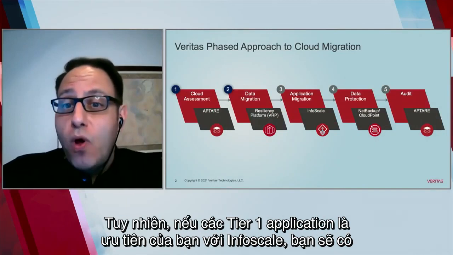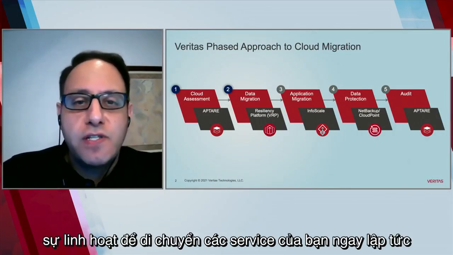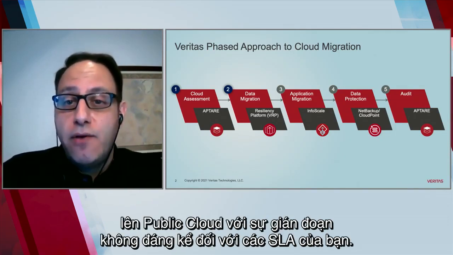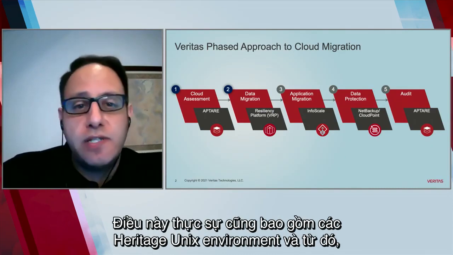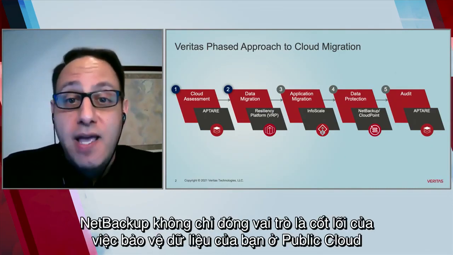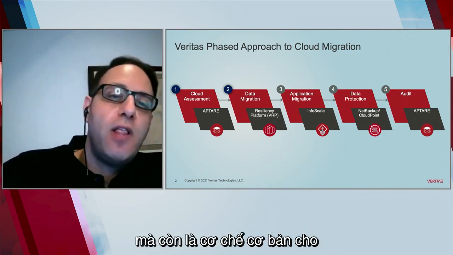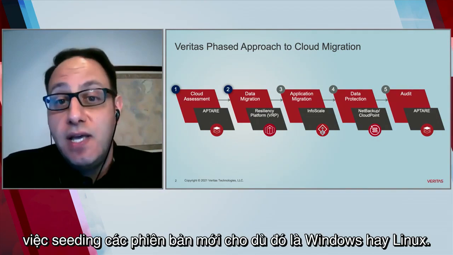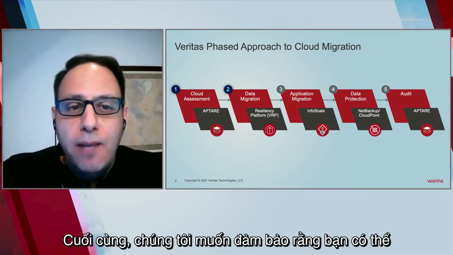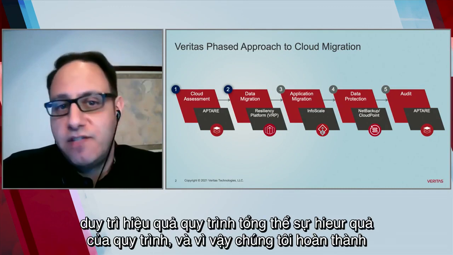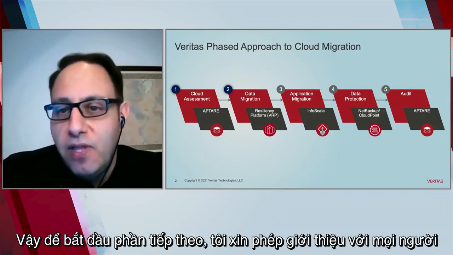If, however, Tier 1 applications are your priority, with InfoScale, you will have the flexibility to move your services at a moment's notice to the public cloud and with often negligible disruption to your SLAs. And this actually includes heritage Unix environments as well. And from there, NetBackup can serve not only as the core of your data protection in the public cloud, but as the underlying mechanism for seeding new instances, as well, whether it be Windows or Linux. And finally, we want to ensure you're able to maintain the overall process efficiency. And so we finish where we started with APTARE Analytics and its review capabilities.